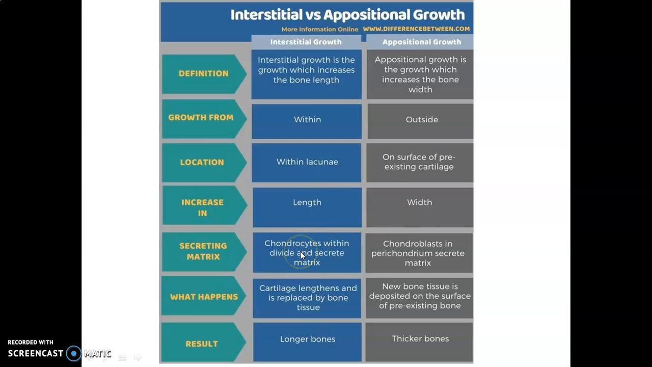Which cell is secreting matrix in interstitial growth? It's the chondrocyte, which divides within and secretes matrix, whereas in appositional the chondroblast secretes matrix. What happens because of this interstitial growth? It lengthens the cartilage, which is replaced by bone tissue, whereas in appositional, new bone tissue is deposited on the surface of pre-existing bone. So interstitial growth helps in longer bone, whereas appositional growth helps in thicker bones.